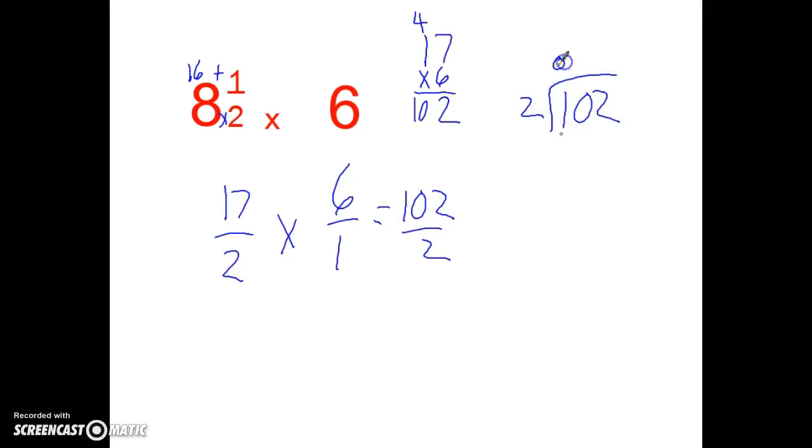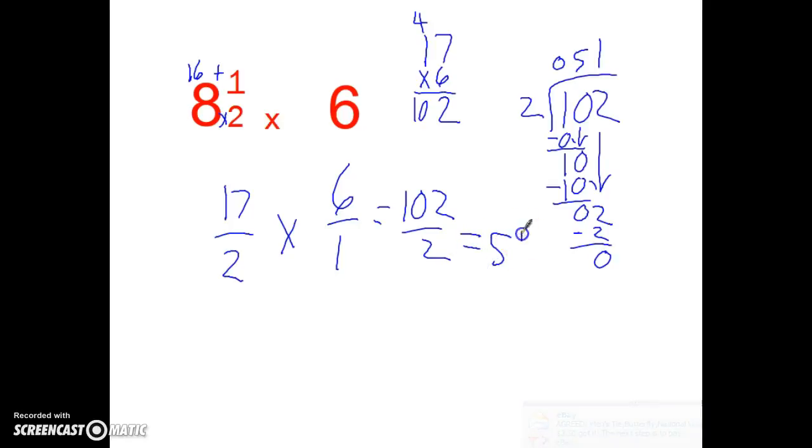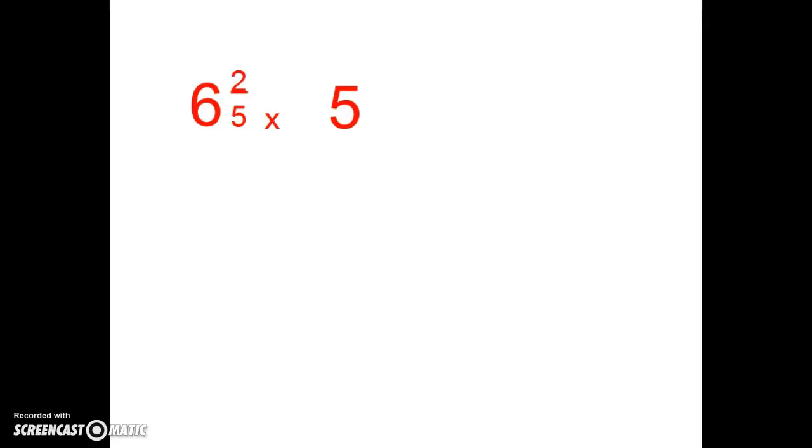There are no 2's in 1. 2's in 10, there would be 5. 5 times 2 is 10. Subtract, I get nothing. Bring down my 2. How many 2's in 2? Just 1. Remainder 0. So this would just equal 51. 8.5 times 6 equals 51. If I get rid of my fraction, 8 times 6 is 48. Seems reasonable. Last one for you to check out.